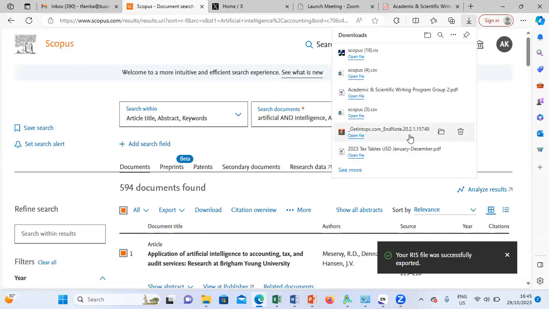Right, so then my documents have come. If I go there to check, they should be showing. Already I have got all my bibliographical data in my EndNote library. How sweet is that?